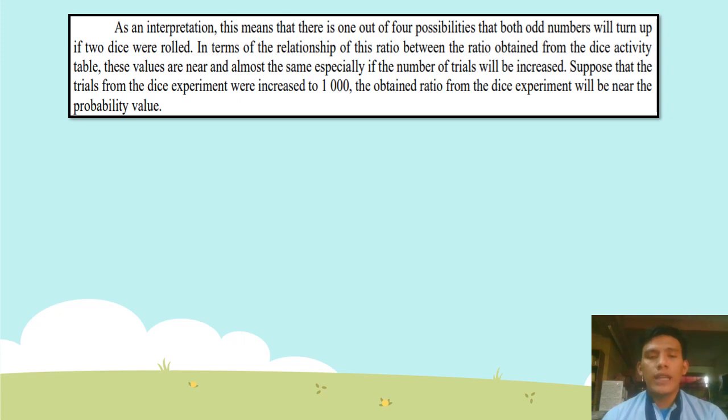As an interpretation, this means that there is one out of four possibilities that both odd numbers will turn up if two dice are rolled. In terms of the relationship between this ratio and the ratio obtained from the dice activity table, these values are near and almost the same, especially if the number of trials is increased. Suppose the trials from the dice experiment were increased to 1,000, the obtained ratio from the dice experiment will be near the probability value.